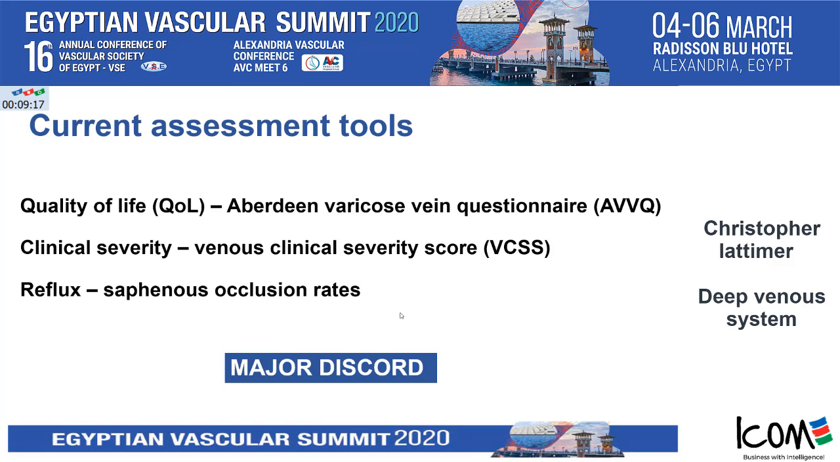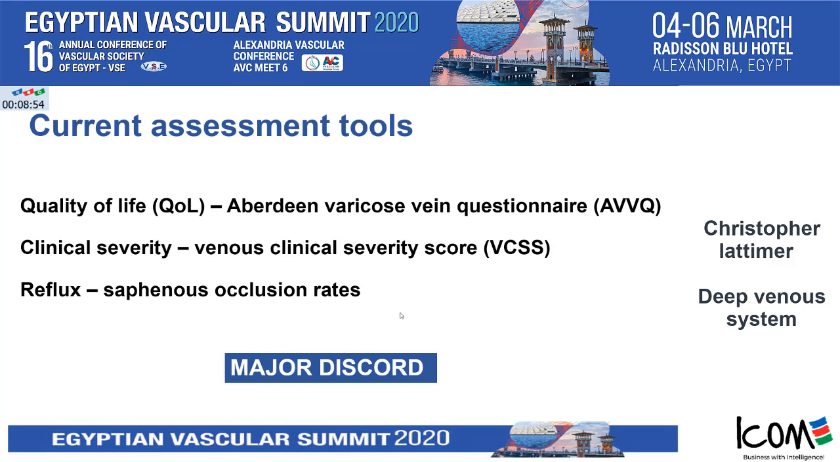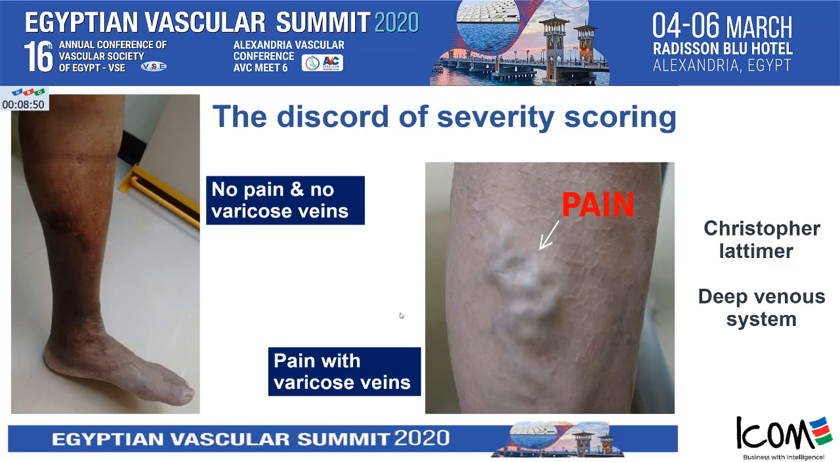But in reality, our current assessment tools are not simple at all. We go for quality of life, clinical severity, and we look for saphenous occlusion when we start off with reflux. So there is a major discord on what we want to measure, the lesion, symptoms of the insufficiency, to what we actually measure with the assessment tools. There has to be a better way.